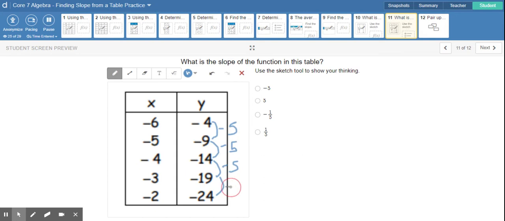Same thing here. It is important that I know that it's decreasing. Now, if you were like, how do I tell that? I'm really confused with negative numbers. What do I do? You can always use the slope formula.